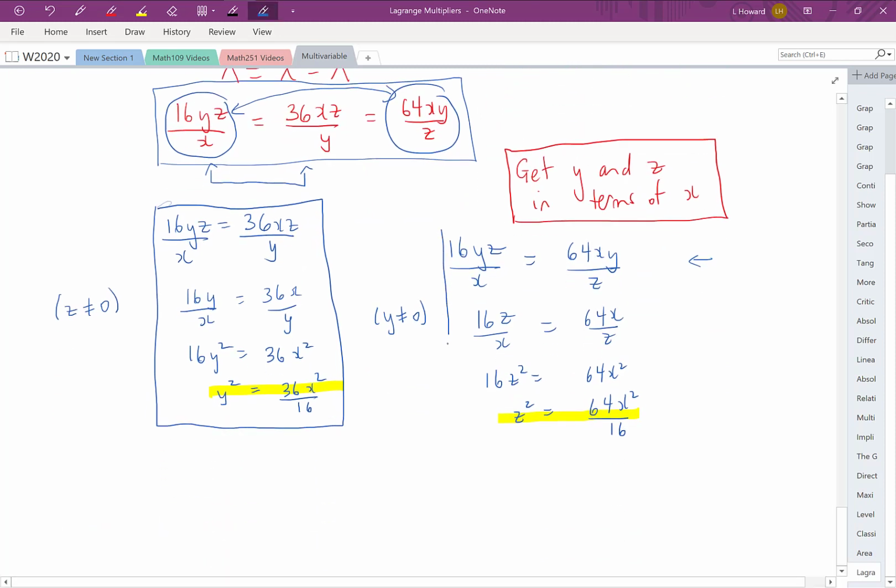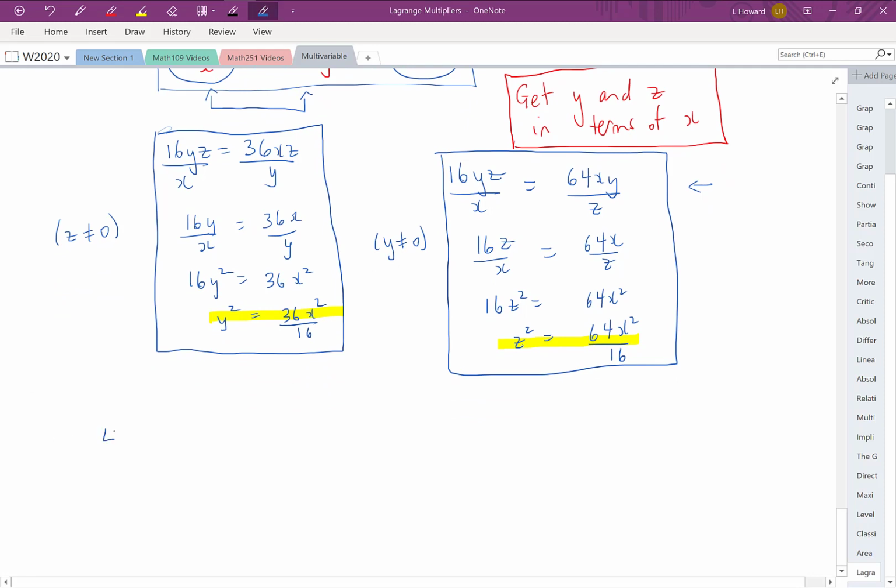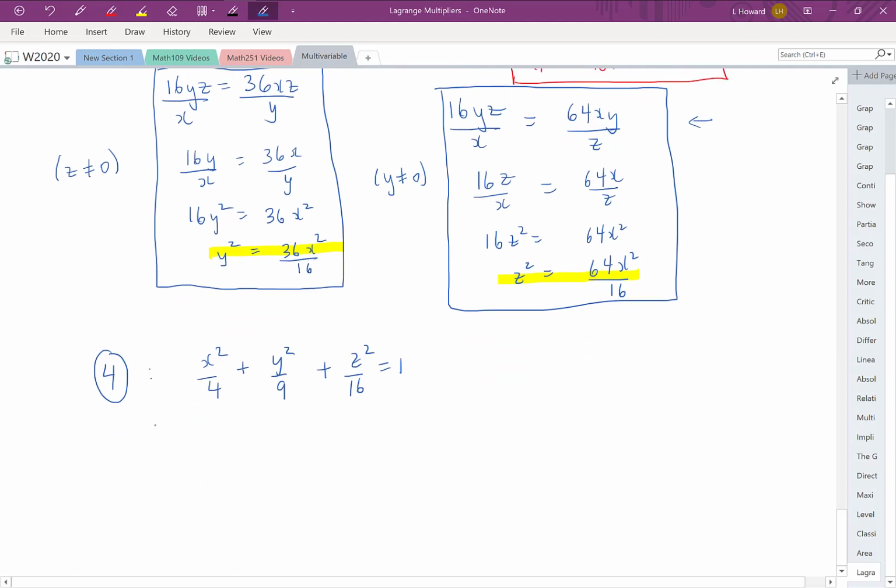Okay, so let's put this stuff in a box. And see, now we're all done with the lambdas, because the lambdas were just a tool to help us figure out how y is related to x and how z is related to x. So now that we've got everything in the language of x, we're just going to go to our constraint, solve for x, and we'll very shortly after that have our solution. Okay, so here's our fourth equation, the constraint that we haven't used yet: x squared over 4 plus y squared over 9 plus z squared over 16 equals 1. Let's shove everything in here and we'll see what happens.